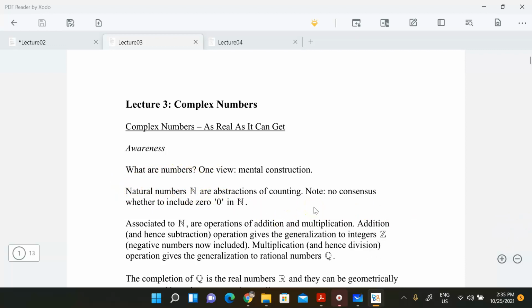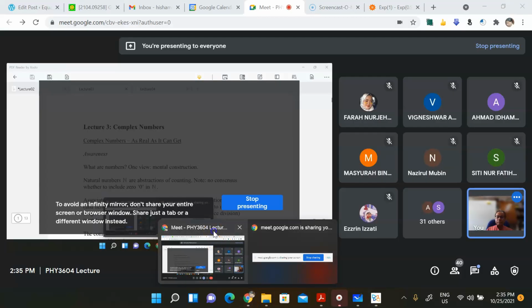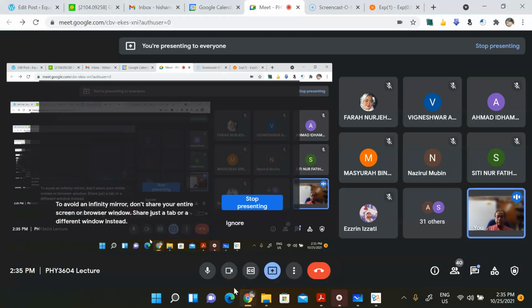And even with natural numbers, do we include 0 or not? What do you learn in school? Can I get some feedback? Does natural numbers include 0 or not, to your understanding? Pretty quiet.